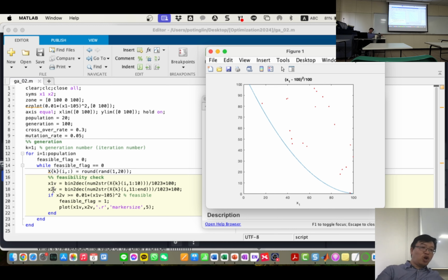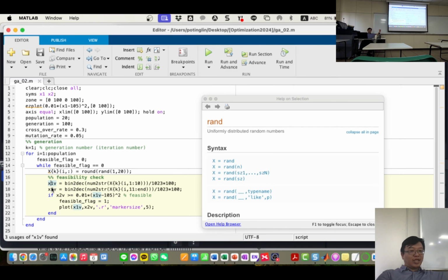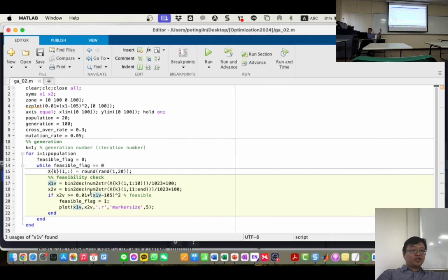By doing this twice, I have x1 and x2. And over here, this is my constraint. If satisfying, then I convert the flag from 0 to 1, so the while loop will not continue again. Maybe we can take a look at the flag. So maybe we can stop right here and run the code again.